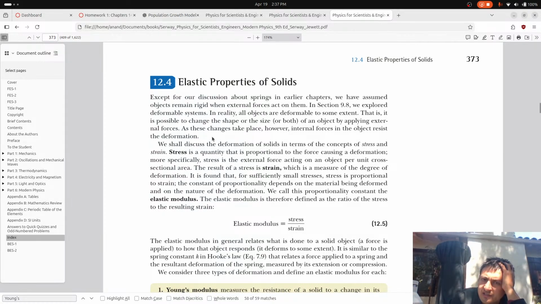Except for a discussion about strings in earlier chapters, we have assumed that objects remain rigid when external forces act on them. We explored deformable systems. In reality, all objects are deformable to some extent. That is, it is possible to change the shape or size of an object by applying external forces. As these changes take place, however, internal forces in the object resist the deformation. We shall discuss the deformation of solids in terms of the concepts of stress and strain. Stress is a quantity that is proportional to the force causing a deformation. More specifically, stress is the external force acting on an object per unit cross-sectional area.